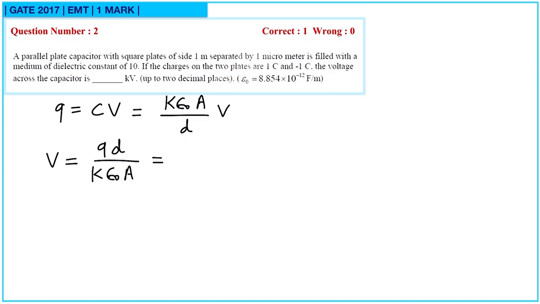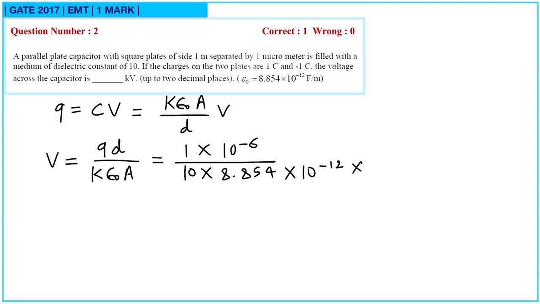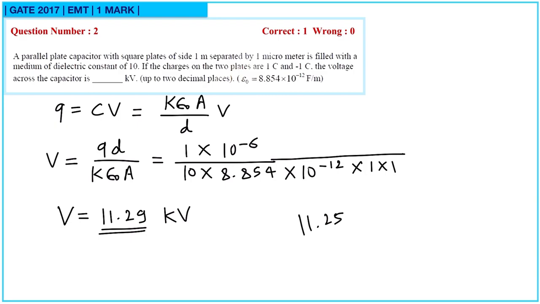Now charge is 1 coulomb, separation between them is 1 micrometer, so that will be 10 raised to minus 6, upon value of K is given 10, epsilon naught is 8.854 into 10 to the power minus 12 into area. It is a square plate of side 1 meter, so this will be 1 into 1. So from here V is equal to 11.29 kilovolt. So answer is 11.29, and answer given in the answer key is 11.25 to 11.34.